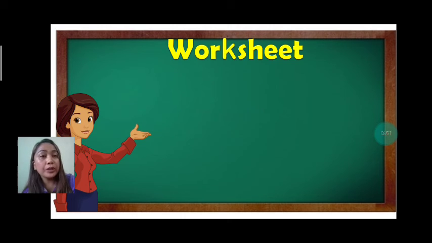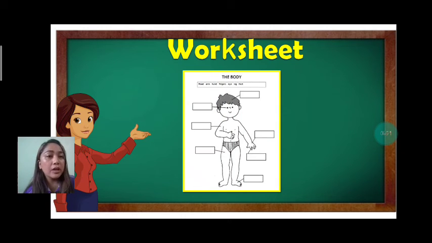Very good, students. Today we're going to answer your worksheet. You are going to label the parts of the body, and after you label it, please color the picture.